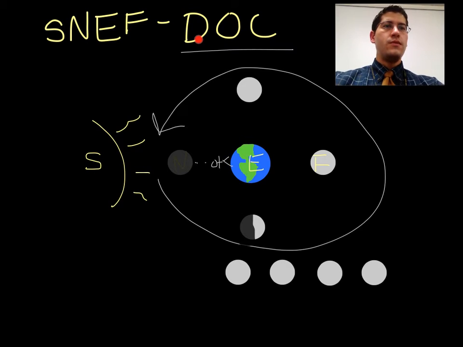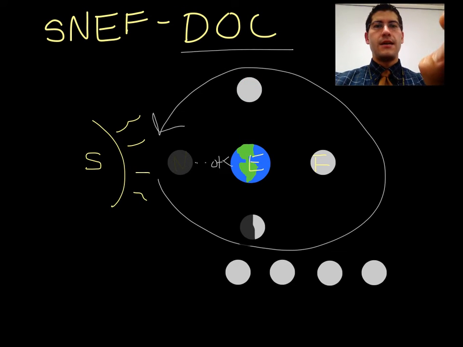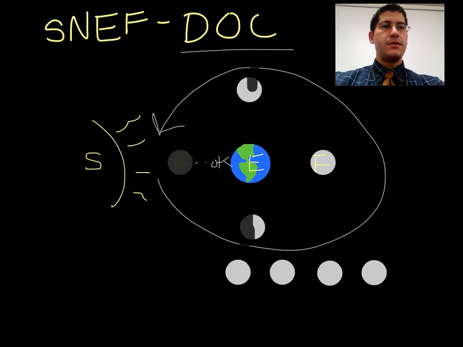The O in DOC is the full moon, and we're going to make the third quarter moon into a C shape so that we get it modeled correctly. So let's go ahead and do that real quick. Shade in the right-hand side. So that's the acronym, SNEF-DOC.